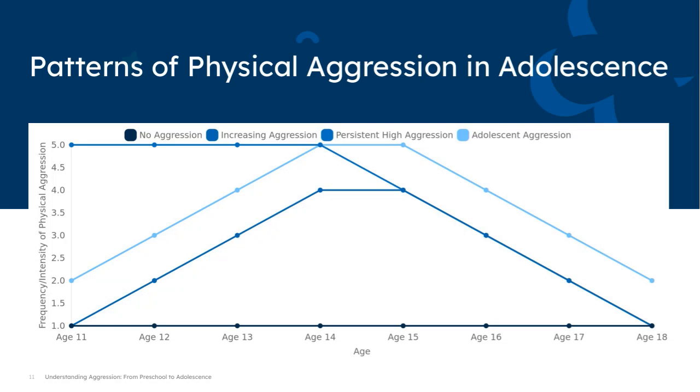Here we see the development of physical aggression across adolescence, mapped out by age from 11 to 18. The chart reveals 4 distinct patterns. First, there's the no aggression group, where individuals maintain a consistently low level of aggression throughout these years. Next, the increasing aggression group shows a gradual rise in aggression that peaks around mid-adolescence before declining. The third pattern, persistent high aggression, represents a smaller but critical group whose aggression remains high and relatively stable over time. Finally, the adolescent aggression group peaks in mid-adolescence and then tapers off.